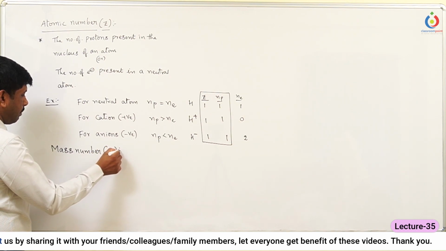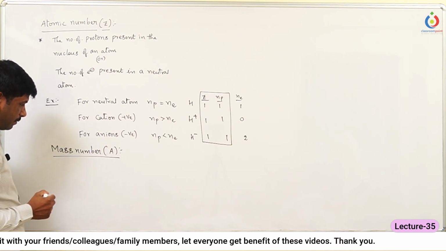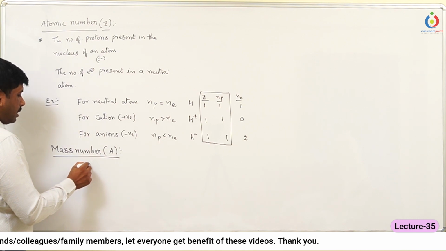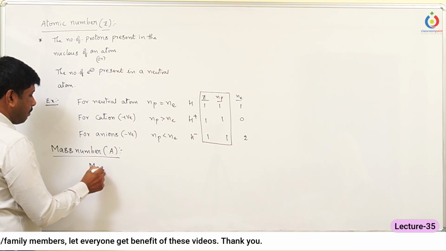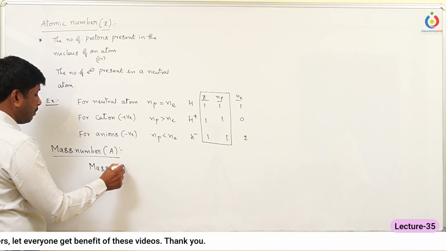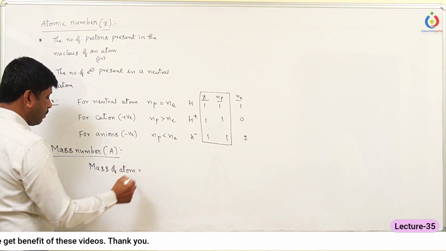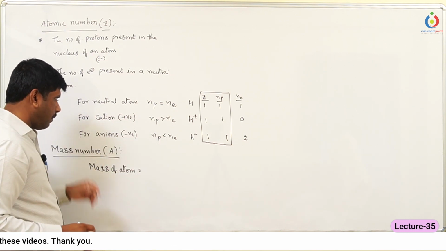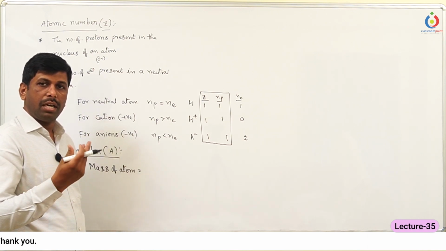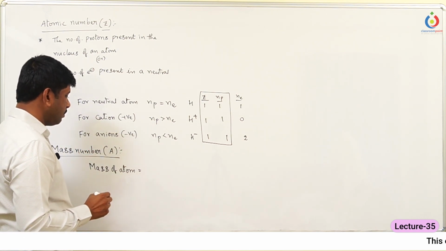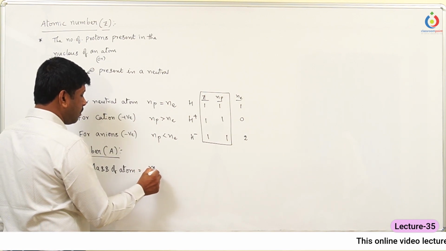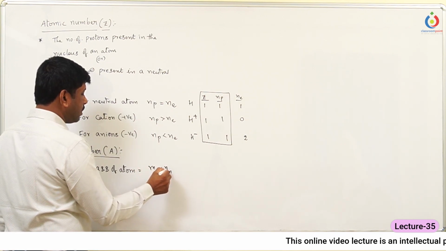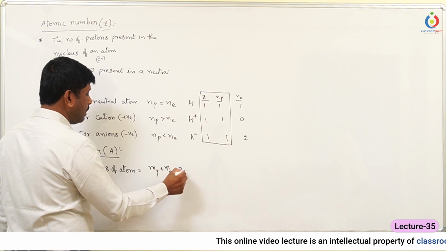Mass number is denoted by the capital letter A. The mass of an atom is equal to the sum of the masses of all the particles present in the atom. So we can write: mass of protons plus mass of neutrons plus mass of electrons.